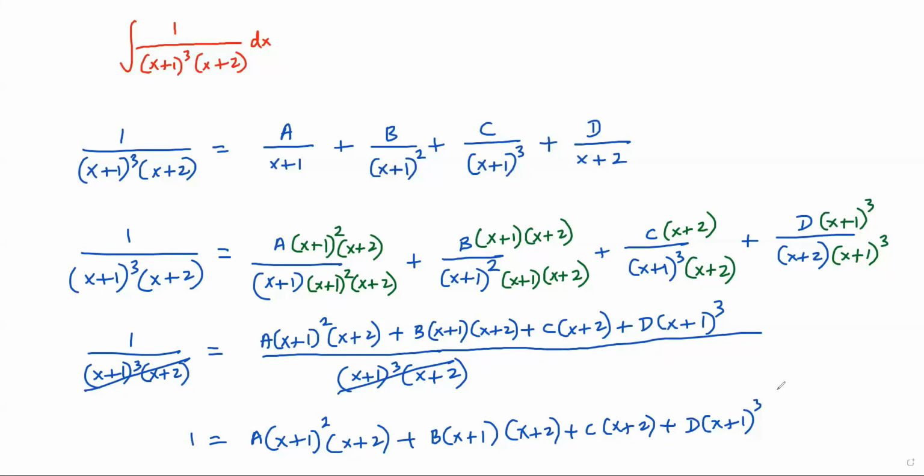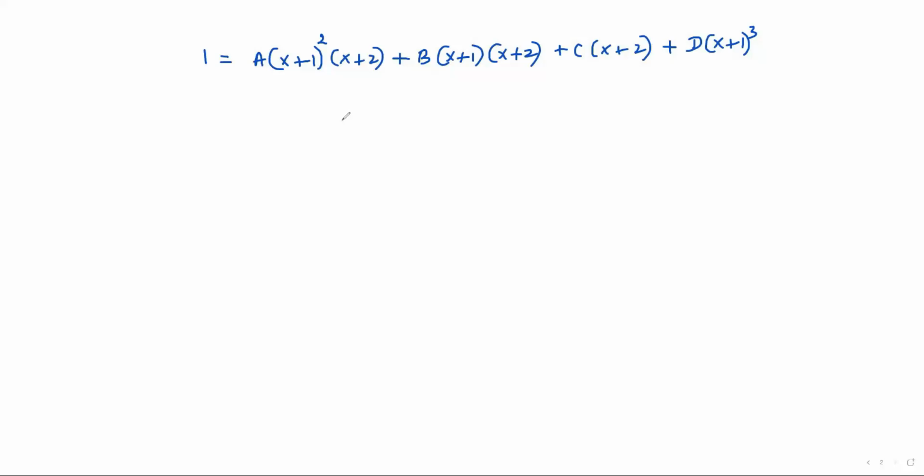Okay, let's continue this one on the next page. To get the values of the four unknown constants A, B, C, and D, I have to plug in some value for x such that any three out of these four unknown constants vanish, so that I'll be able to get the value of the fourth unknown constant. Here, if I substitute x equal to -1, what will happen?